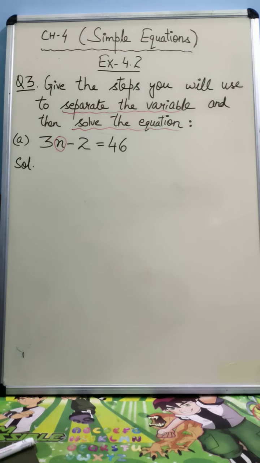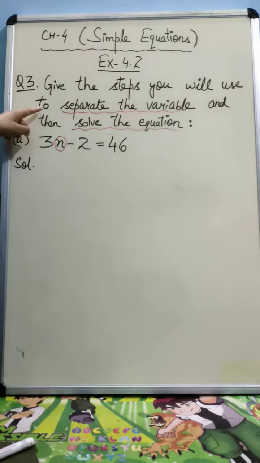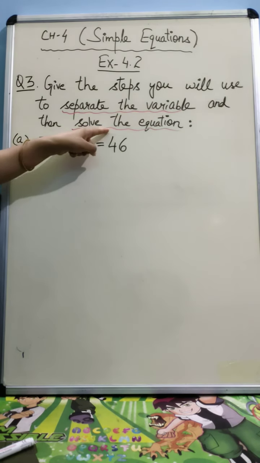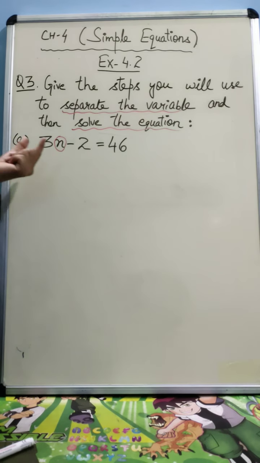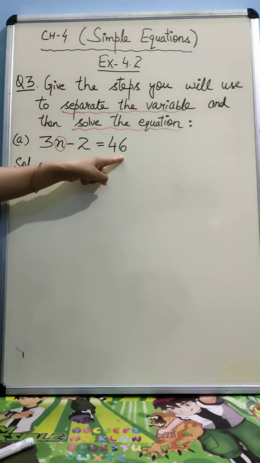Morning students. Today we will do exercise 4.2 question number 3. The question is, give the steps you will use to separate the variable and then solve the equation. So the first part is 3n minus 2 equals 46.